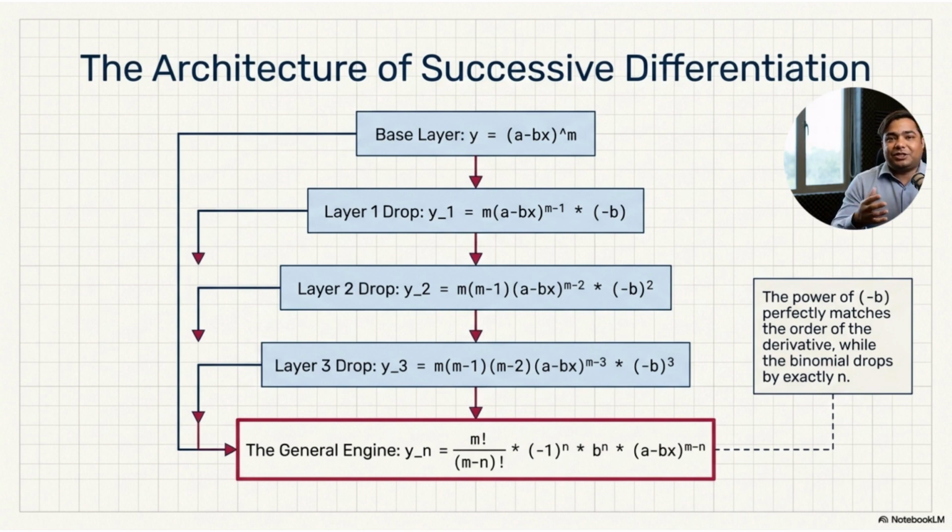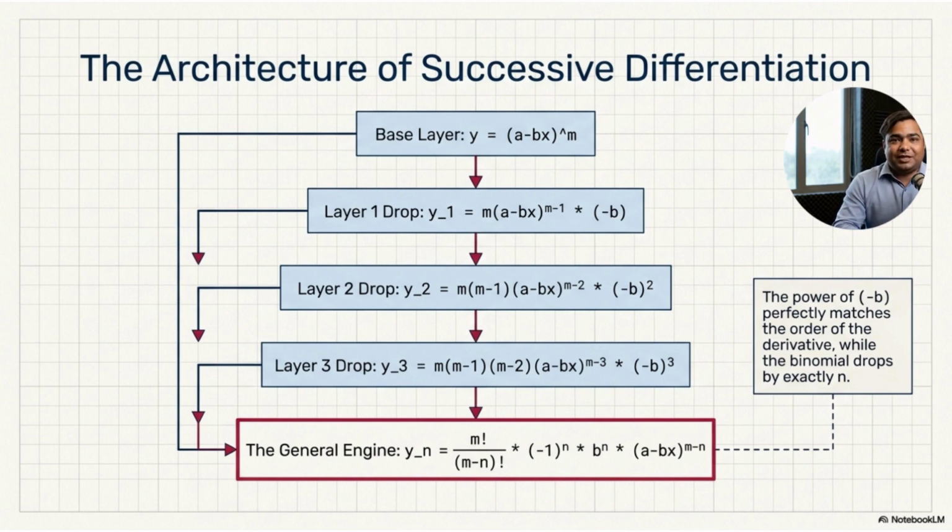Now, when we differentiate again, the same pattern continues. The power becomes m minus 1. This power comes down, the exponent decreases again, and again we multiply by negative b. So the second derivative becomes m times m minus 1 times open parenthesis a minus bx close parenthesis raised to the power m minus 2 multiplied by negative b squared. For the third derivative, the same structure continues. M times m minus 1 times m minus 2 multiplied by open parenthesis a minus bx close parenthesis raised to the power m minus 3 multiplied by negative b cubed.